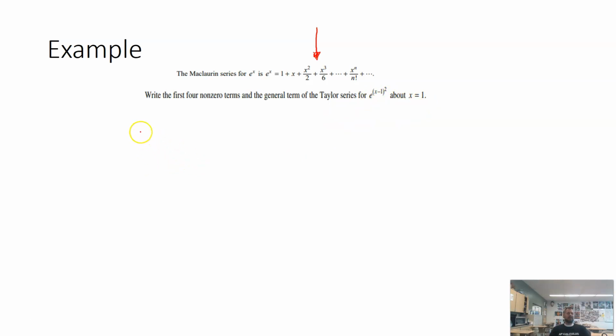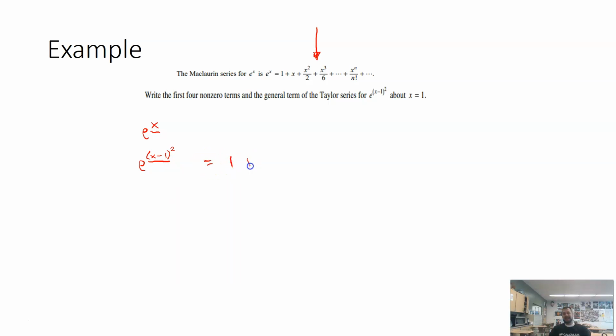Well, on this one, what we have to realize is I have e to the x right there with the arrow pointing to it, and I want e to the (x minus 1) squared. Now, what we have to realize in this problem is I'm replacing x with (x minus 1) squared. It's not that I'm shifting or squaring. I'm just replacing x with (x minus 1) squared.